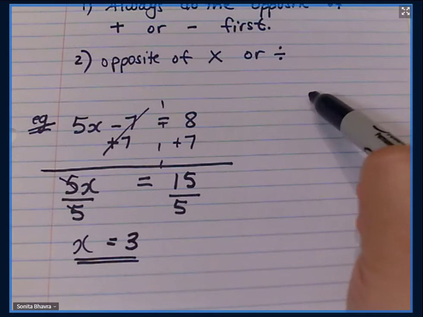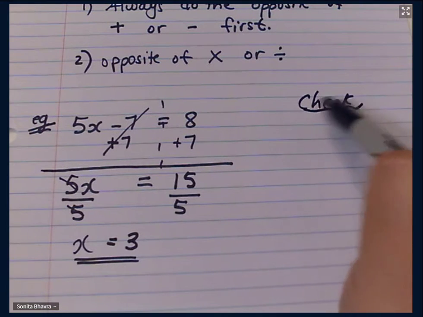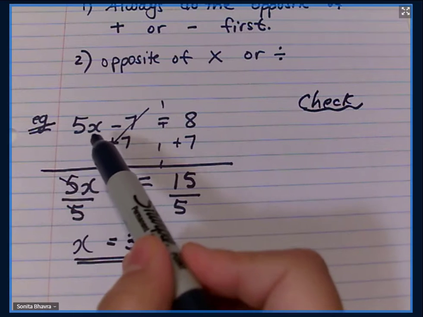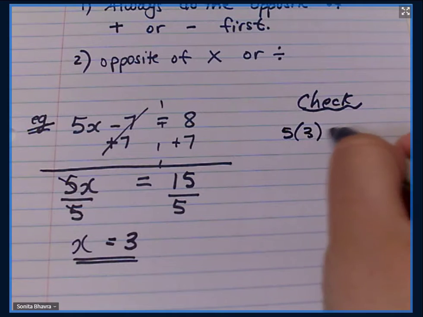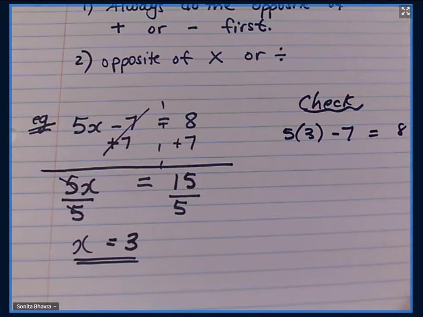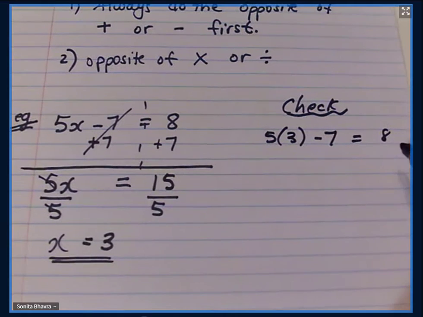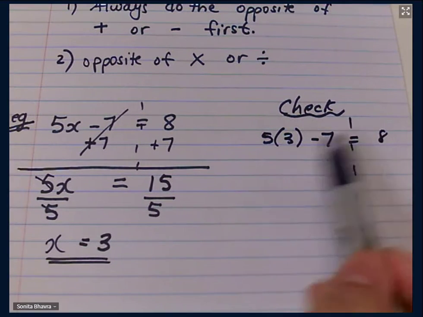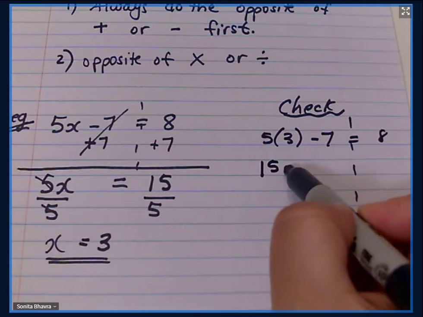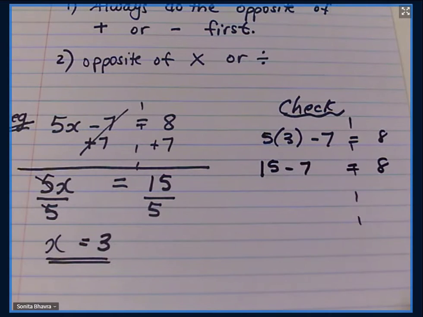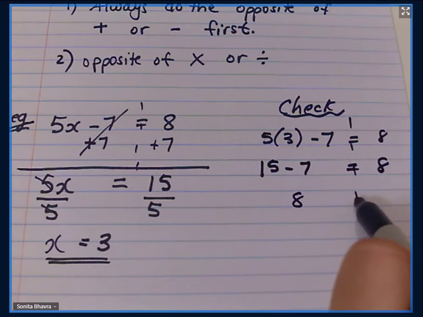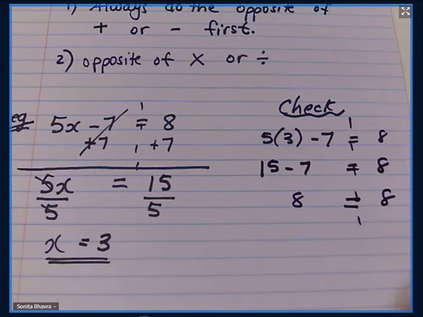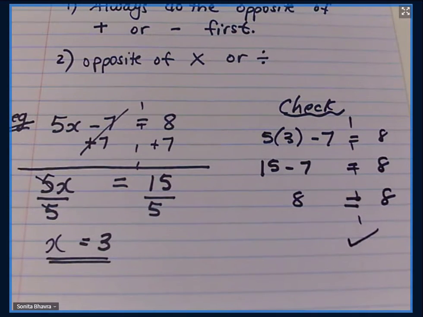And you can do a quick check by substituting 3 into the x of the original equation. So 5 times 3 minus 7 has to equal 8. So left-hand side has to equal the right-hand side. So 5 times 3 is 15, minus 7, that has to equal 8 for this to be correct. 15 minus 7 is equal to 8, and so we have 8 is equal to 8. Left-hand side is equal to the right-hand side, and therefore we've done that correctly.